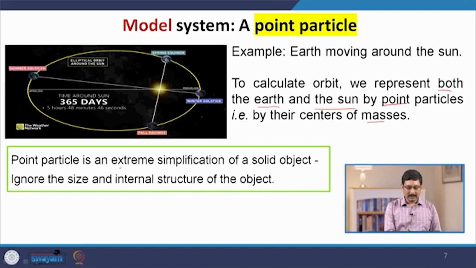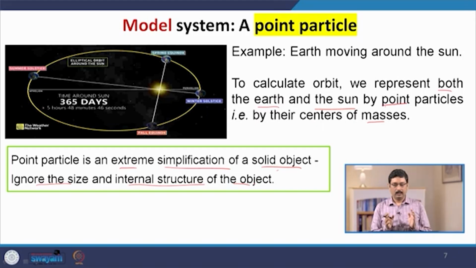So, this is an extreme simplification of an object, usually a solid object, where you ignore the size and internal structure of the object. Now, the point is that you can do that depending on the problem at hand. The same object can be thought of as a point in one situation, but may not be thought of as a point in another situation. So, we will see different examples of that kind. So this is just an example of a point particle. Anything can be represented by a point particle.